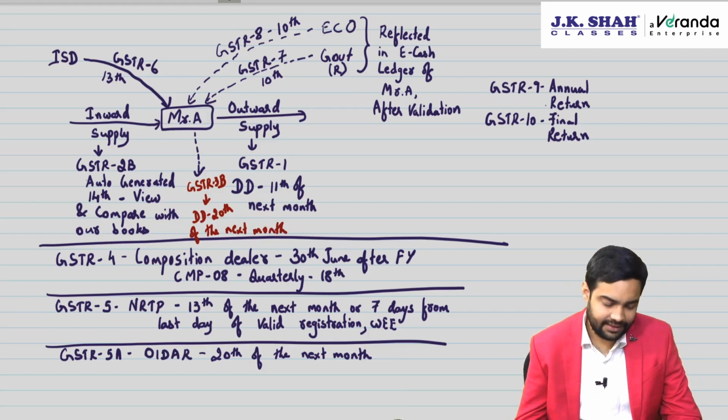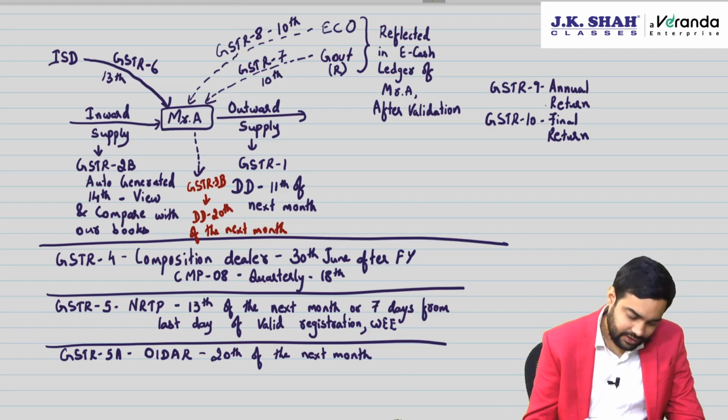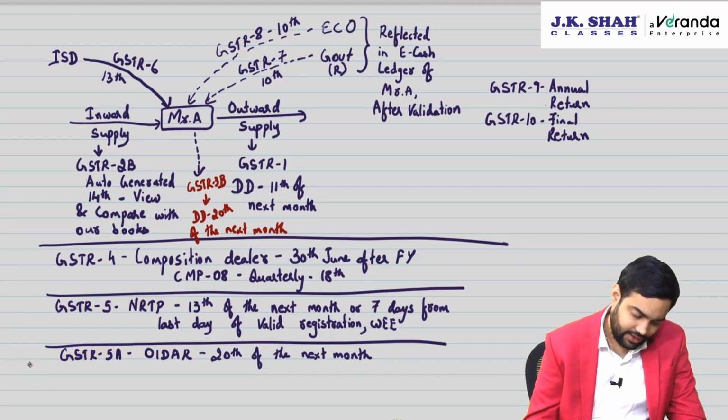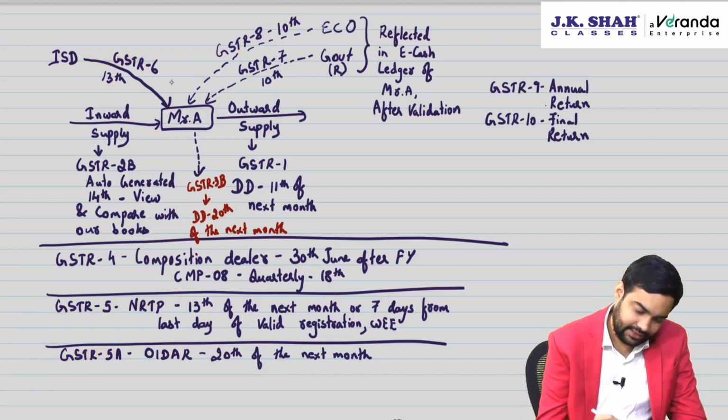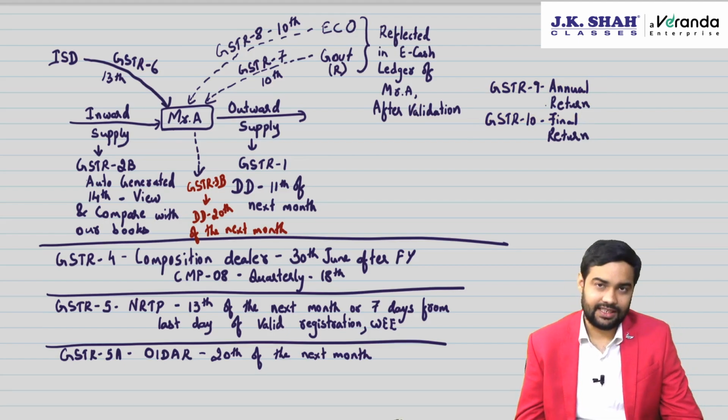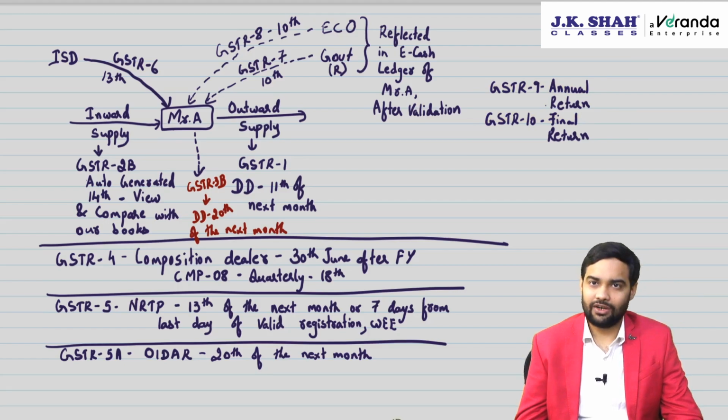So in your GSTR 3B, you report all the transactions of output tax, ITC, tax payable under RCM, and tax payment. Then you have GSTR 4, which is filed by a composition dealer, 5 NRTP, 5A OIDAR, 6 ISD, 7 government, 8 eco, 9 annual return, 10 final return. There is also GSTR 11, which is filed by UIN holders, but that is to claim refund of tax paid on purchases. Whatever is the tax paid on purchases, they can claim a refund using GSTR 11. So this is how the structure works.